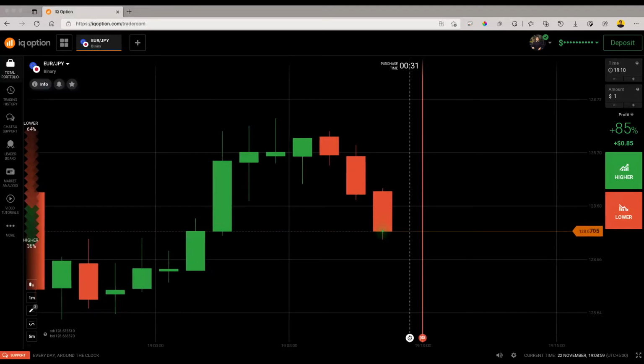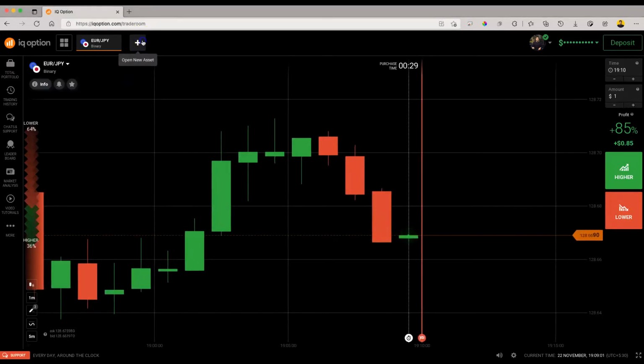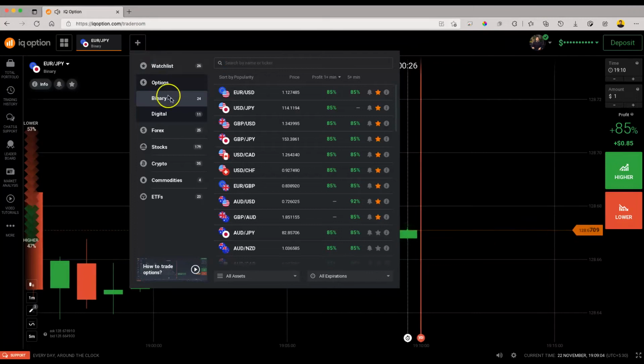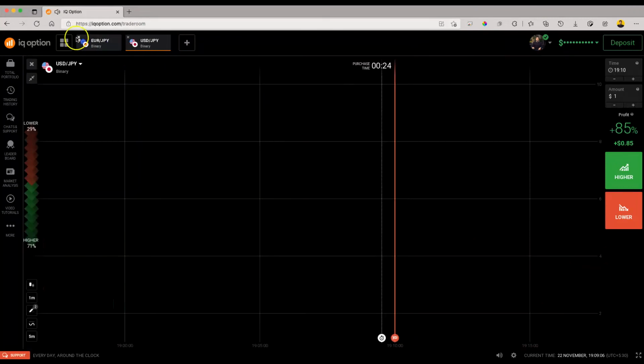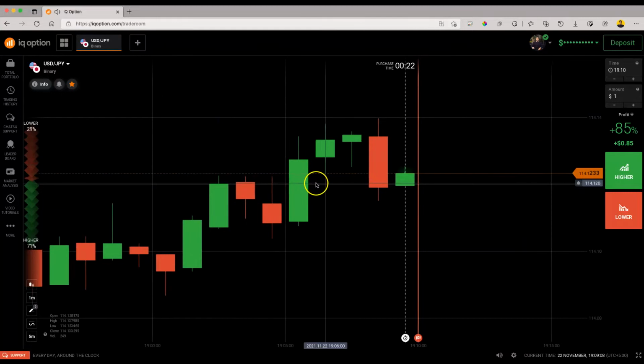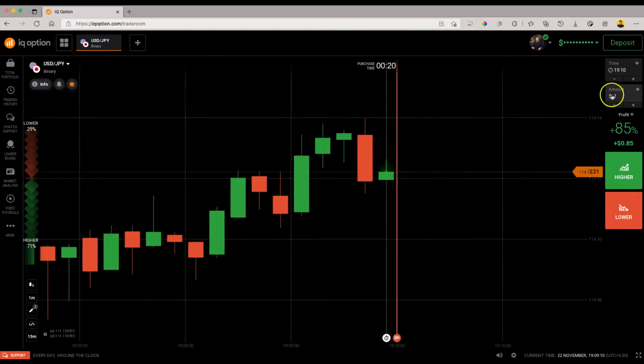Hello traders. So today we are trading in the binary options. First of all, we are going to select the currency pair. Let's look at how USD JPY is working. Here we can see the smooth formation has formed.